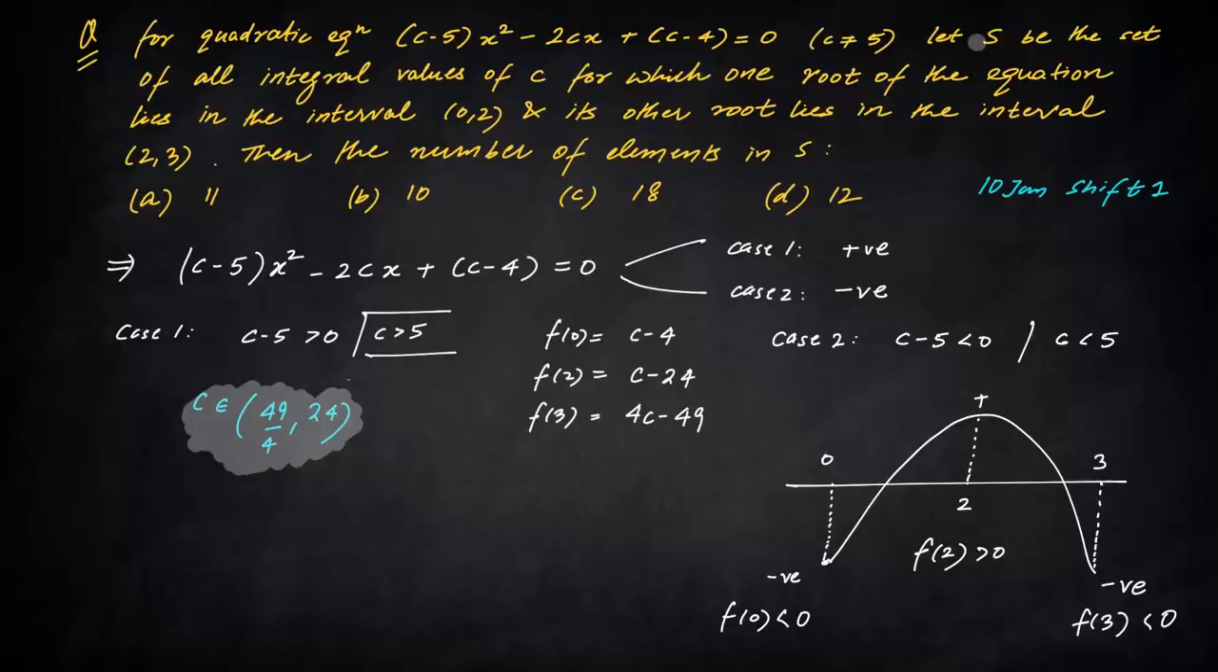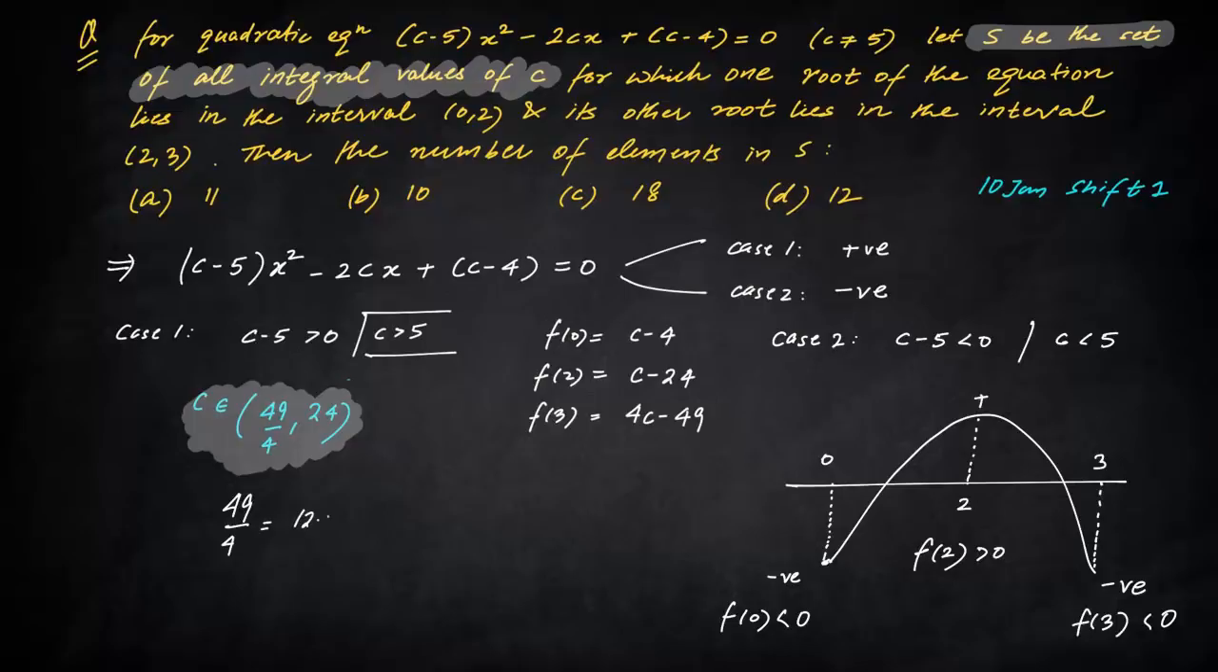Now S be the set. S is a set of all integral values of C, right? All integral values of C. So 49 by 4 is what? Is equal to 12.25. That means the next big integer that C can take is 13.